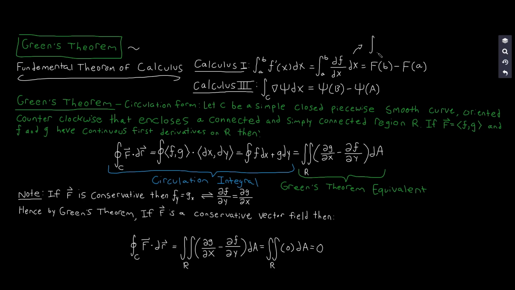If we have the definite integral from a to b of some function f of x, integration with respect to x, that equals the function evaluated at the upper bound of integration minus the function evaluated at the lower bound of integration. That's the fundamental theorem of calculus part 2. Well, in calculus 3, we have something a little bit different shown here.